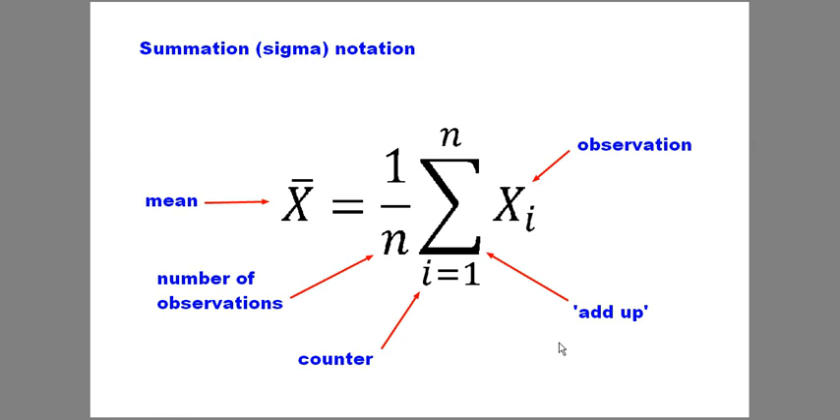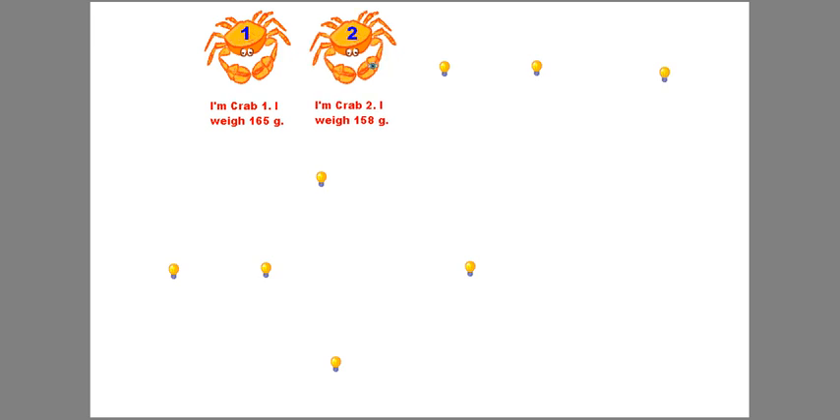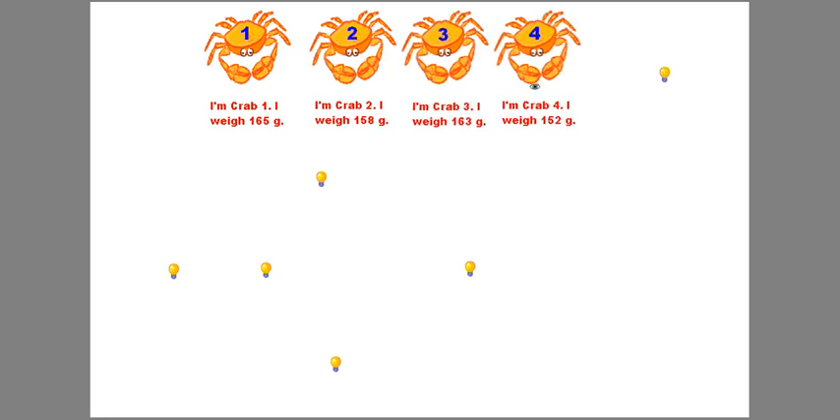Sigma notation is very useful for writing long sums in short form, and for that reason it's very useful for dealing with samples. So we need a sample to work with, and we're going to work with a sample of crabs. So here's crab number 1, he weighs 165 grams. Crab number 2, 3, and 4. And we have the weight of all of these 4 crabs.